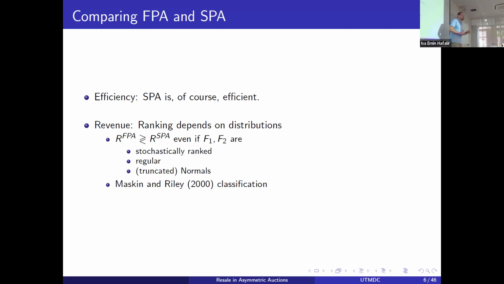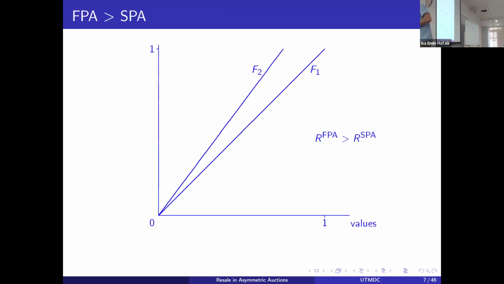So this was already known, but Maskin and Riley's 2000 paper gives some sufficient conditions for first price auctions giving a higher revenue than second price auctions, and for second price auctions giving a higher revenue than first price auctions. The next two slides will give you two examples from the Maskin and Riley characterization, or rather sufficient conditions.